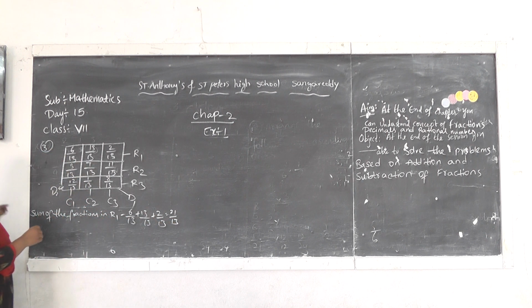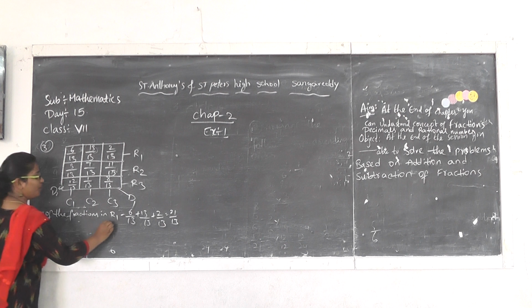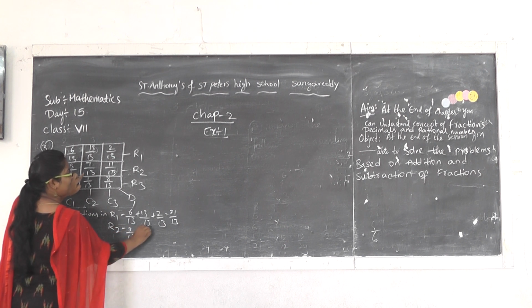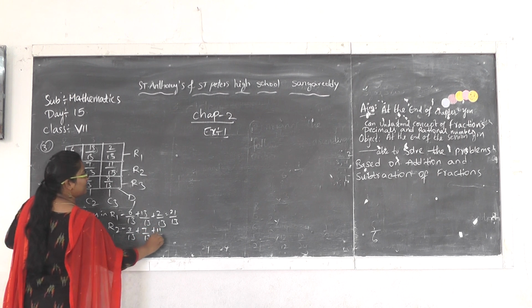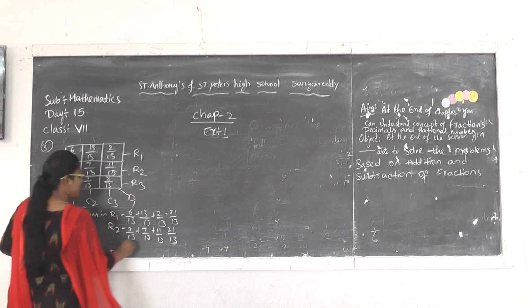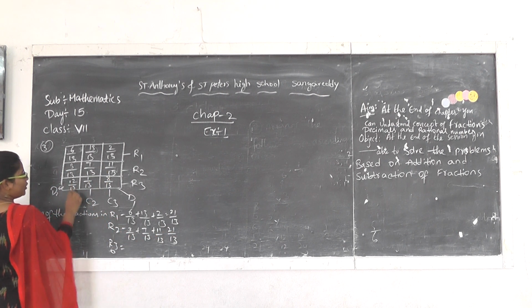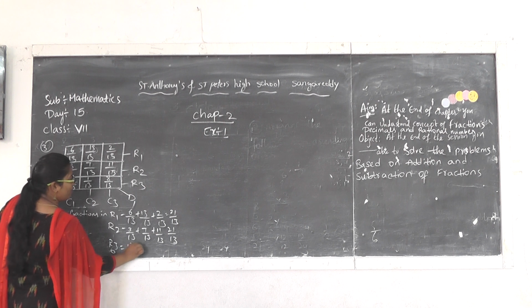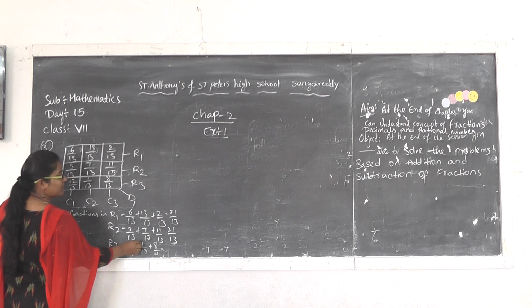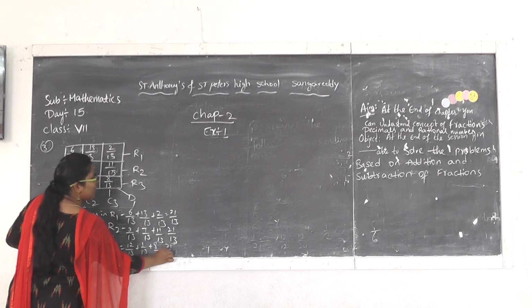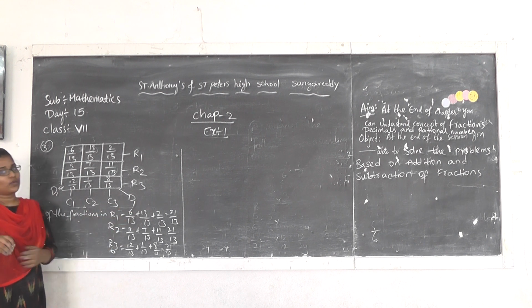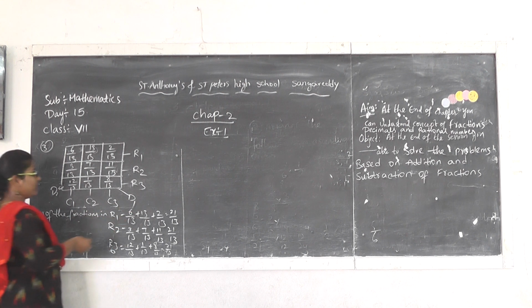In a similar way, when we add row 2, 3 by 13 plus 7 by 13 plus 11 by 13. 7 plus 3, 10, plus 11, 21 by 13. Next row 3, 12 by 13 plus 1 by 13 plus 8 by 13. 12 plus 1, 13, plus 8, 21 by 13. So in all the rows, the sum we got is 21 by 13 only. Now let me check the columns.